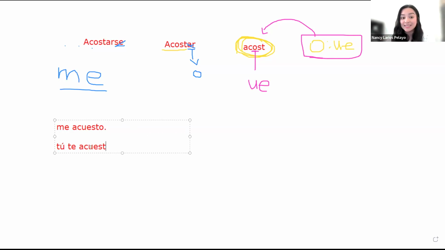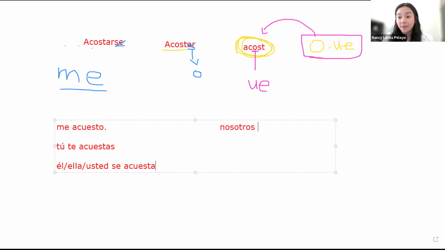Tú te acuestas, right? Because AS is the ending for tú. Now, él, ella, usted, that's a reflexive. Se acuesta, that becomes our stem. And the ending is an A, right? Now we have nosotros. Now for nosotros, the stem does not change. It changes for all of them except for nosotros and vosotros, but we're not working with vosotros. So we're using nosotros, nos acostamos, right? So there's no change in the stem with nosotros. So you change it in all of them except nosotros, right?